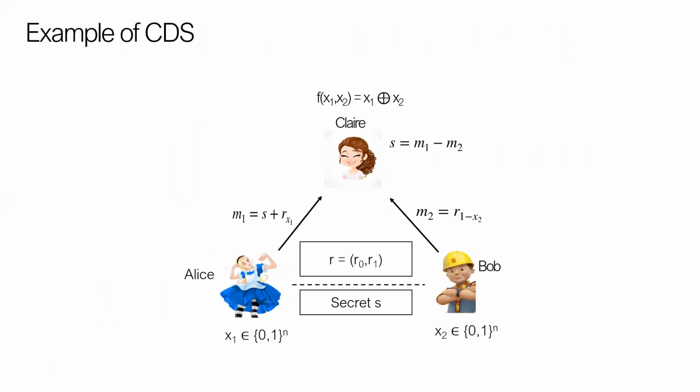So as a warm-up, here's a simple example of CDS for the XOR function. The parties choose random bits from the joint randomness based on their inputs, where Alice uses this bit to mask the secret S. The secret can be reconstructed by Claire only if the two random bits are equal. Note that this CDS is linear and that the encoded messages rate is optimal. Furthermore, the randomness string includes only 2 bits.